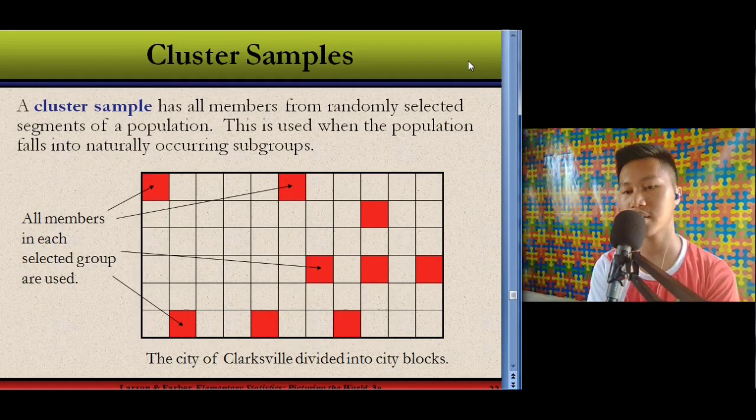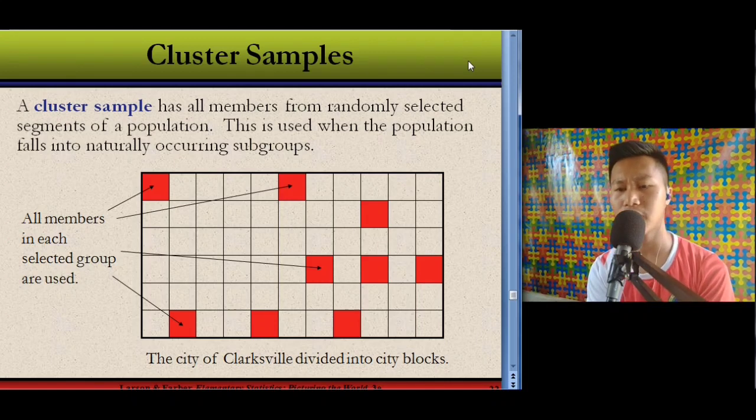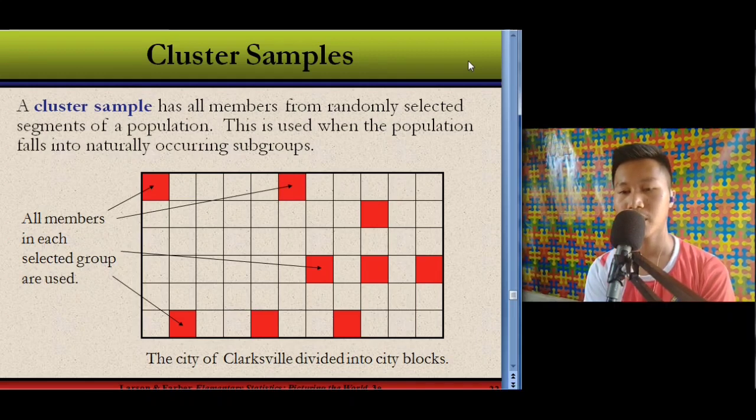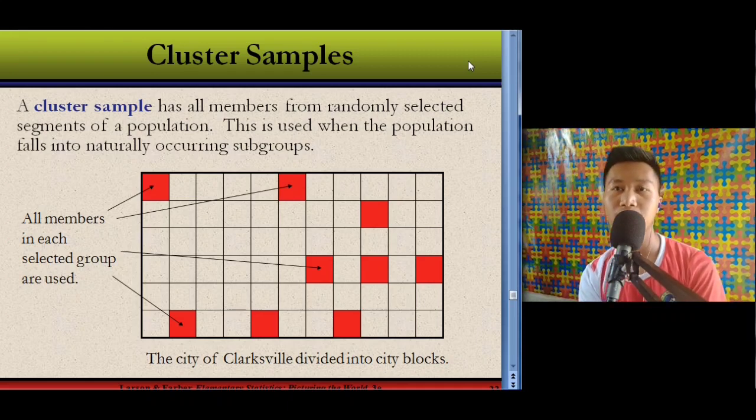Now, as for the cluster sample, this has all members from randomly selected segments of the population. This is used when the population falls into naturally occurring subgroups, for example, the City of Clarksview divided into city blocks. So this is again random sampling.